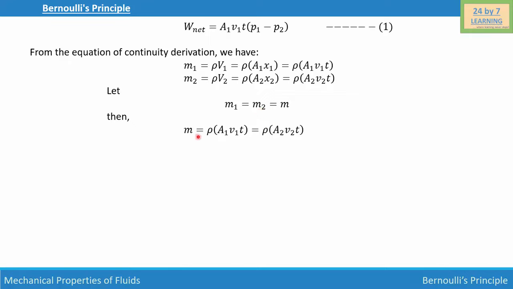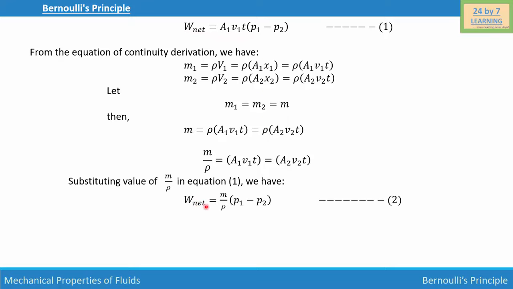So we have M is equal to rho A1 v1 t and that is equal to rho A2 v2 t. If we simplify further, we can write M over rho is equal to A1 v1 t and that is equal to A2 v2 t. Now let's substitute the value of A1 v1 t in equation 1 with M over rho. So we will write W net is equal to M over rho times (P1 minus P2), and let this be equation number 2.